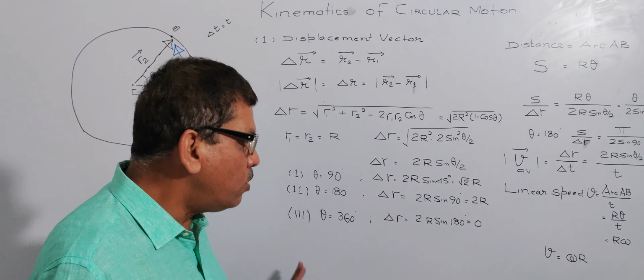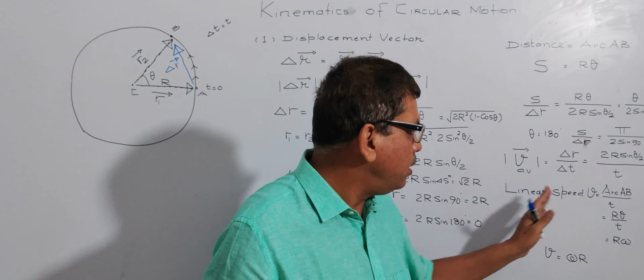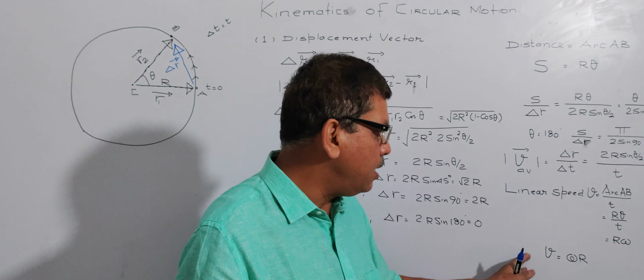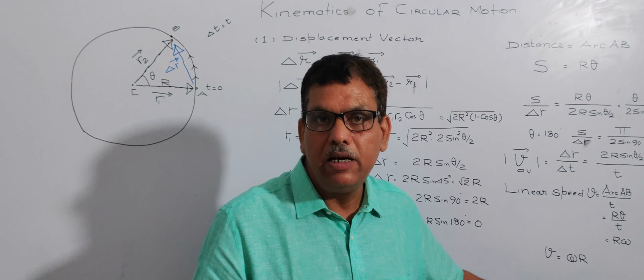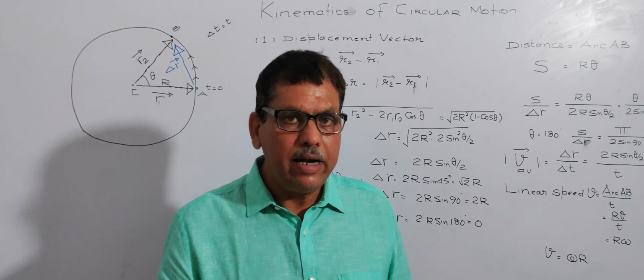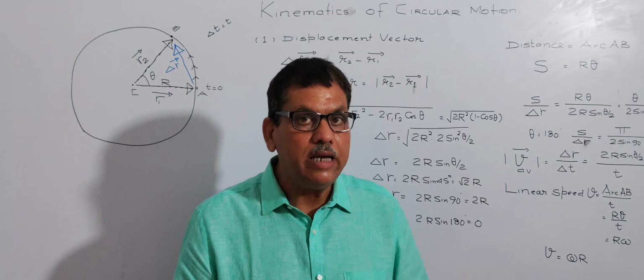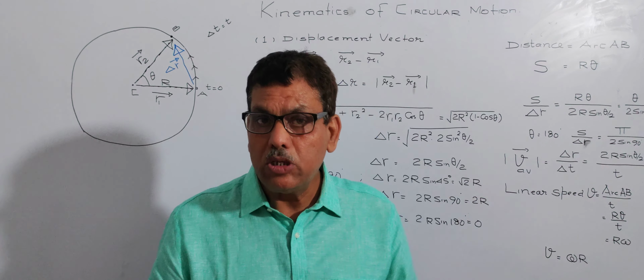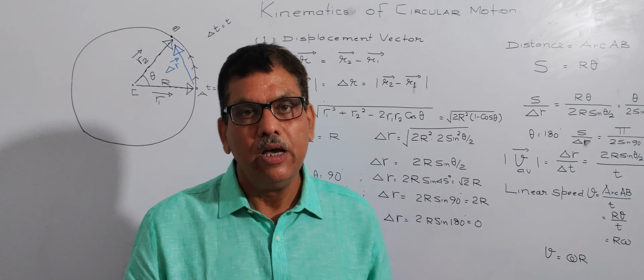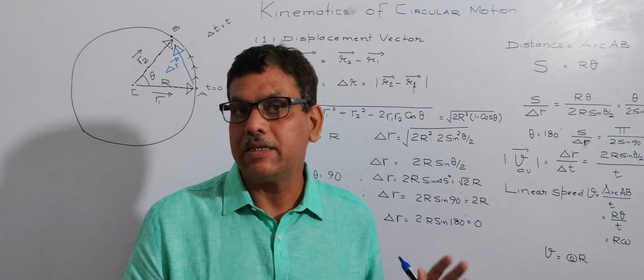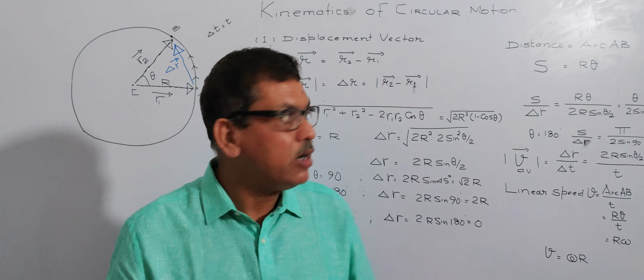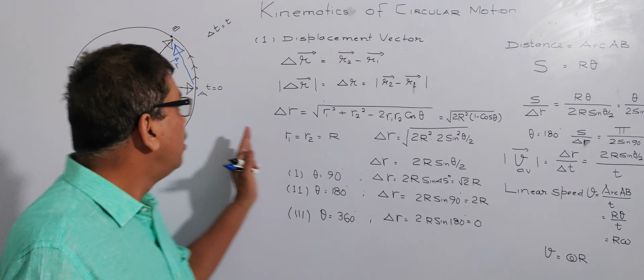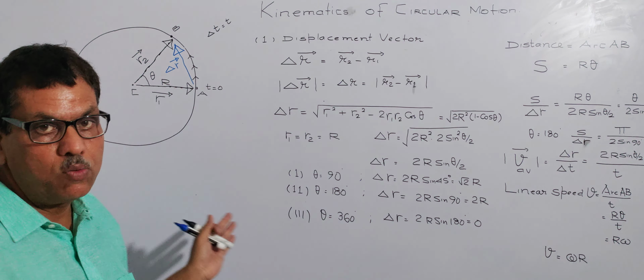Now let us find out, once we know the linear speed and the relation between angular speed and linear speed, v equals r omega, what is the change in velocity vector when the object is moving on the circular track. Once you know the change in velocity vector, you can find out the acceleration vector. So let us find out what is the change in velocity vector while the object is moving on the circular track.